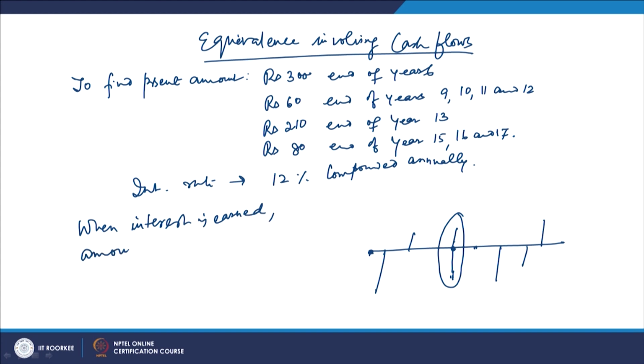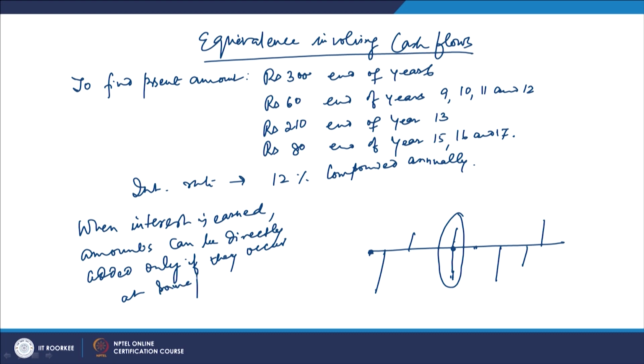So, basically when interest is earned, amounts can be directly added only if they occur at the same point in time. At the same point in time, suppose there could have been one transaction here, in that case you can write that there will be a net receipt or disbursement. But otherwise, if you have to add or subtract them, you will have to bring them to a common point of time.